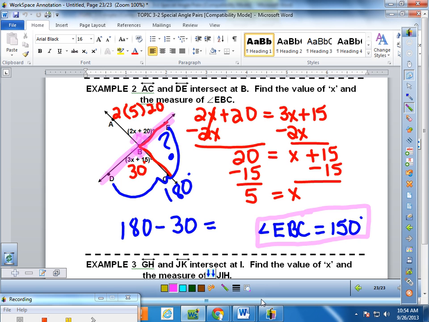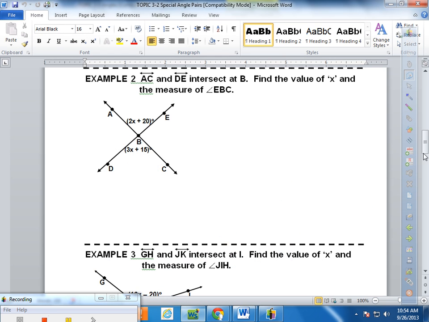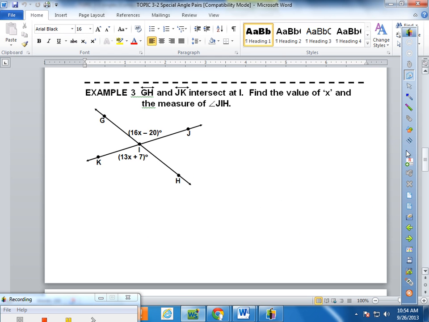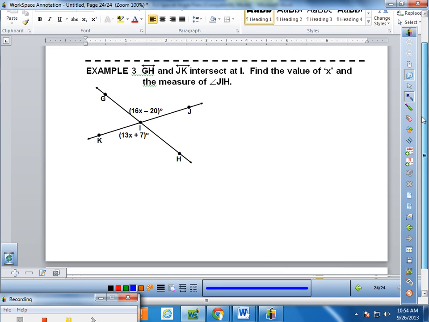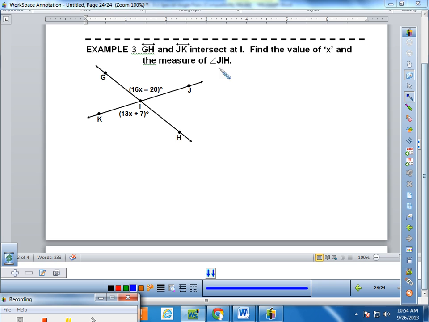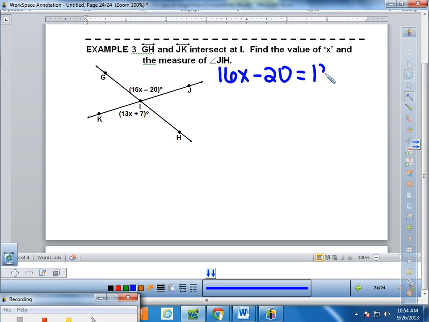Moving on to example 3. Example 3 says that line GH and line JK intersect at point I. Find the value of x and the measure of JIH. Again, notice the angles are vertical. That means they equal each other. Set up your algebra problem as 16x minus 20 equals 13x plus 7.